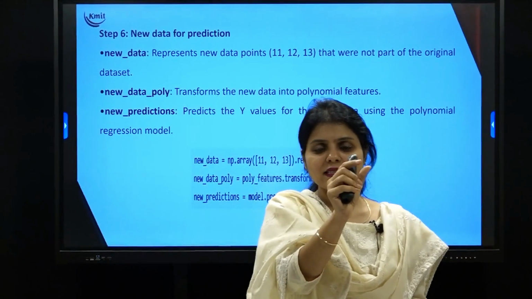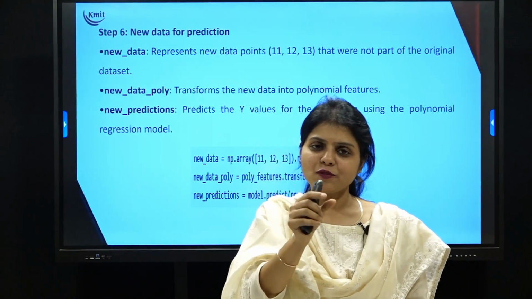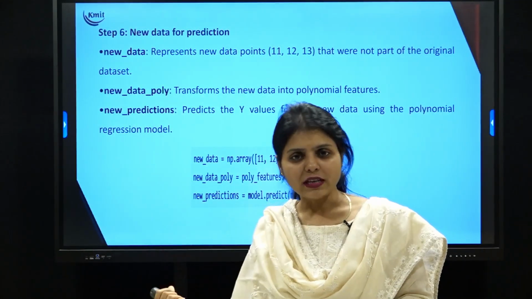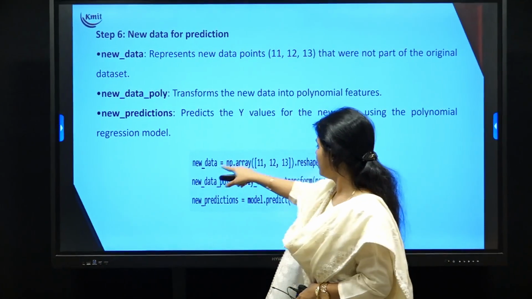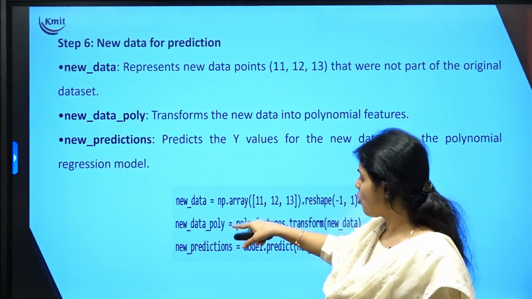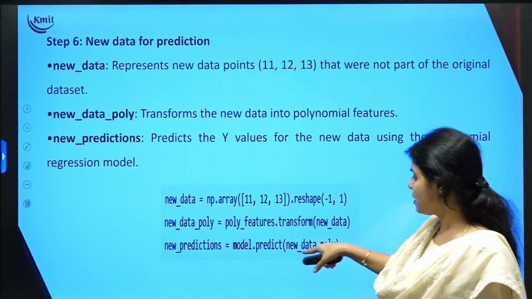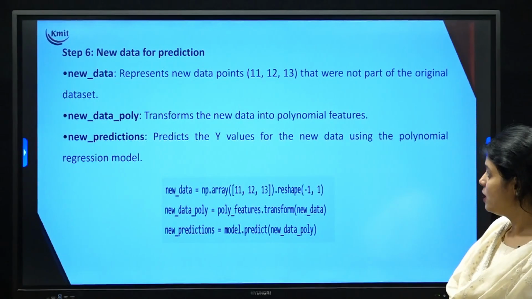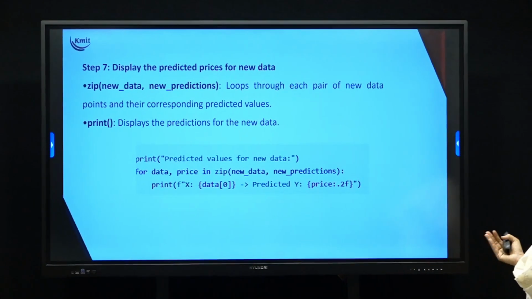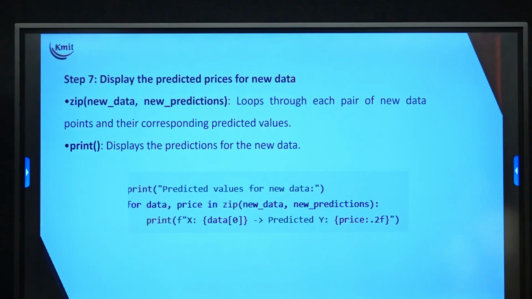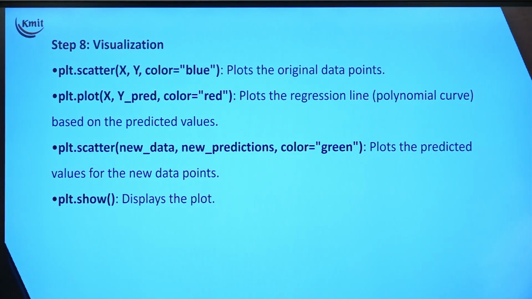x is the original x inputs, x poly is nothing but the x features converted into polynomial features. When you are taking new data also, you have to convert them into polynomial features. So here I take new data 11, 12, 13, and new data poly converts this new data into polynomial features by applying the same transformation, and then I do the predictions. Finally I want to display the predicted prices for new data. I'll simply take a for loop and pass all the new prediction values and print the predicted values. After that we'll go for visualization.